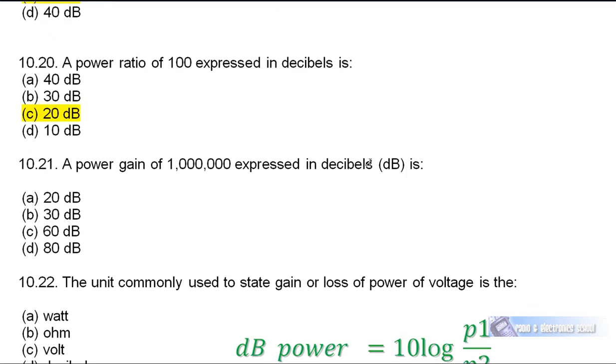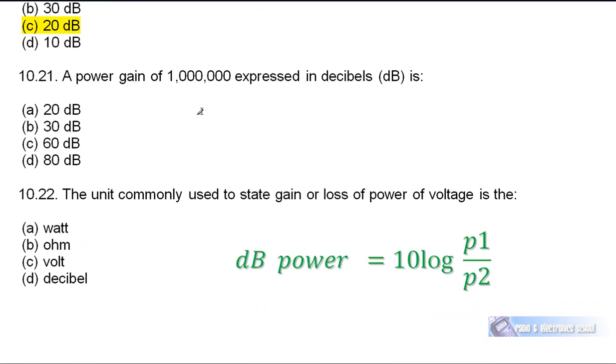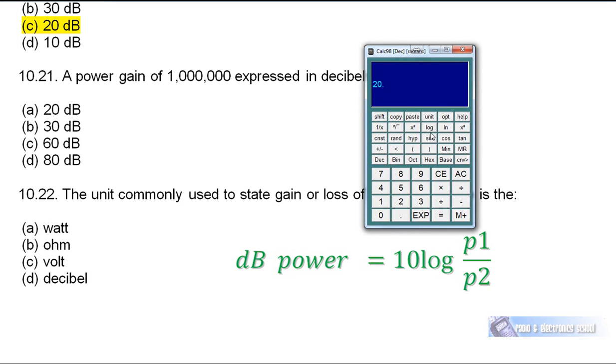Question 1021. A power gain of 1,000 is expected. Well, that's the ratio. Oh, sorry, not 1,000, a million. A power gain of 1,000,000 is expressed in decibels. Well, I know the log of 1,000,000 is 6 because it's got 6 zeros. But I'm going to pretend I don't know it and do it on the calculator.